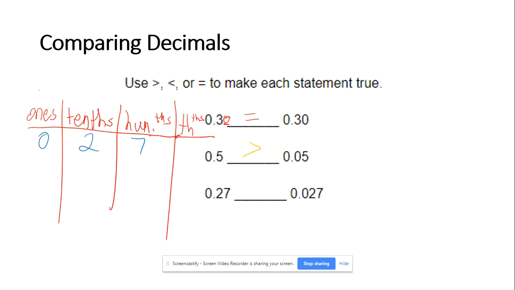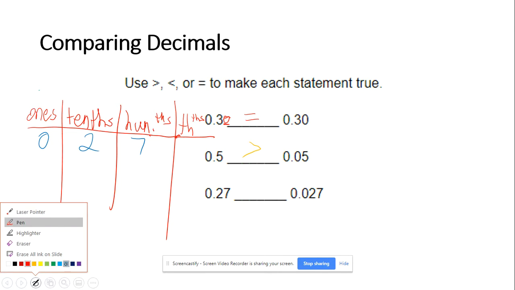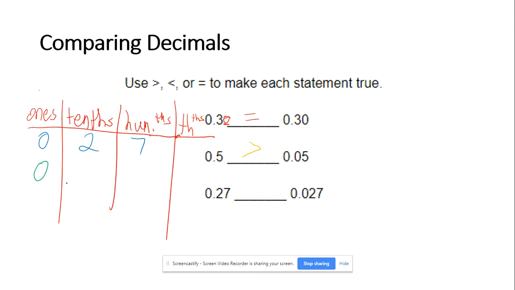Okay. So now we're going to do 27 thousandths, and we'll use green, since we already used blue. 27 thousandths means that there's 0 ones, 0 tenths, 2 hundredths, and 7 thousandths. So let's start comparing with the ones place first, because that's our biggest place value here. Starting with the ones place, we have 0 ones and 0 ones. Right now, they're equivalent. Let's move on to the tenths place. Here we have 2 tenths compared to 0 tenths. So that means that 2 tenths is greater, meaning that 27 hundredths is greater than 27 thousandths.